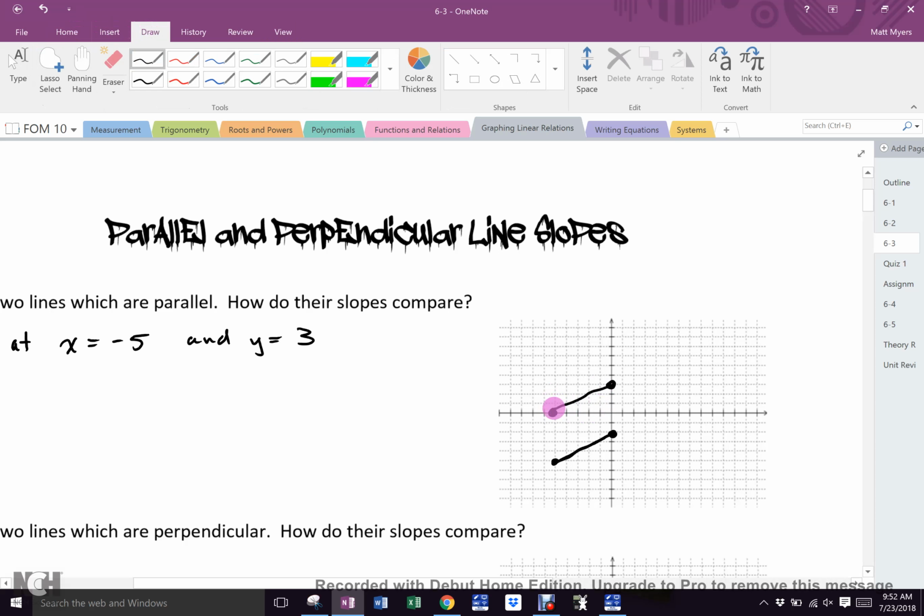Rise of 1, 2, 3, and run of 5. What's this guy's slope? 1, 2, 3, and a run of 5. Now, since they're exactly the same line, the next point is going to be 3 and 5, 3 and 5, and so on. Will those lines ever touch?